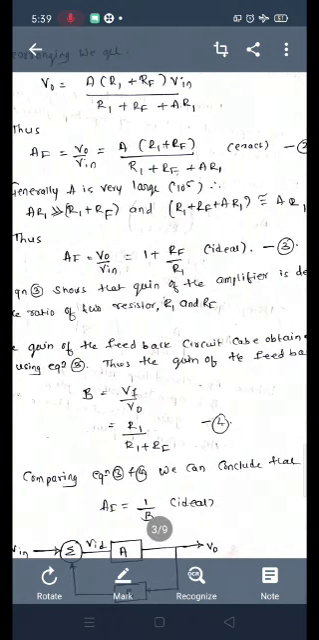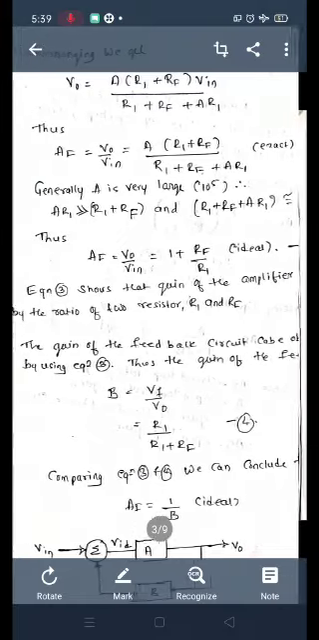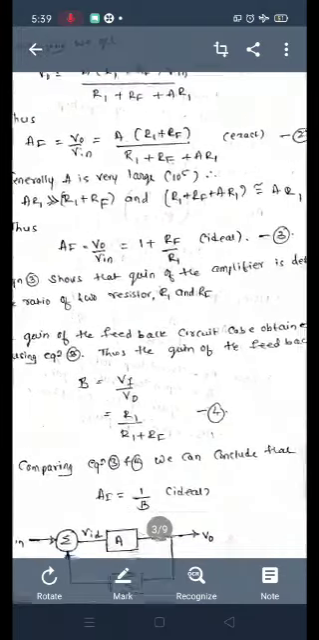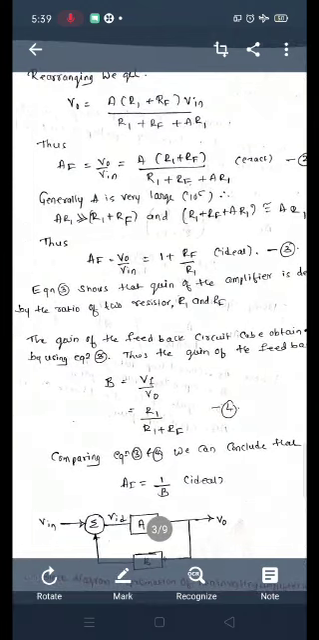Now, using equation 3, you can say that the gain of the amplifier is determined by the ratio of the two resistors, R1 and RF. So from equation 3 we can conclude that the gain of the voltage can be determined by the resistors R1 and RF. Now, in order to find the gain of the feedback circuit, we have chosen the below figure, which has an input voltage, an output voltage, a summer, and the A and B factors, right?